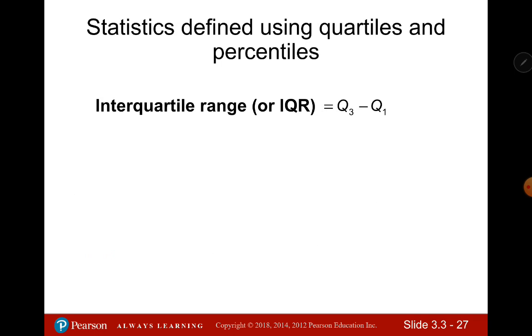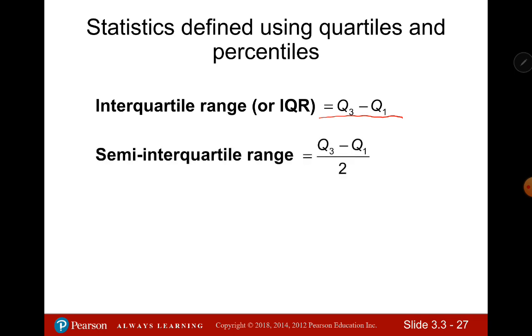We have another measure called interquartile range. It's just Q3 minus Q1, the third quartile minus the first quartile. How can we get it? We use P75 minus P25.